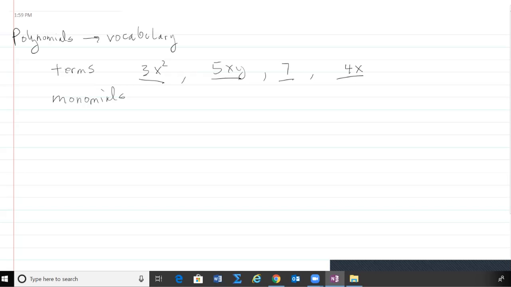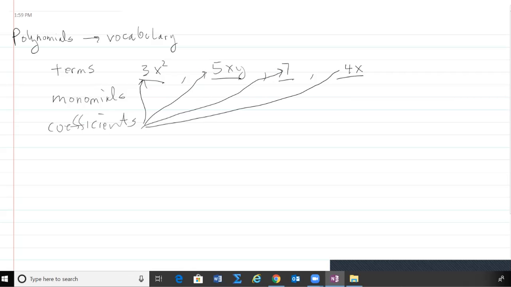Now in each of these, there's some more detail. The coefficients are the numbers up in front, those constants. Coefficient 3, 5, 7 is its own coefficient, and 4. Those are coefficients.